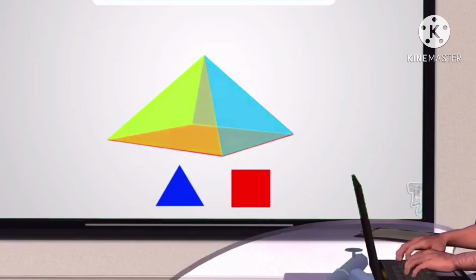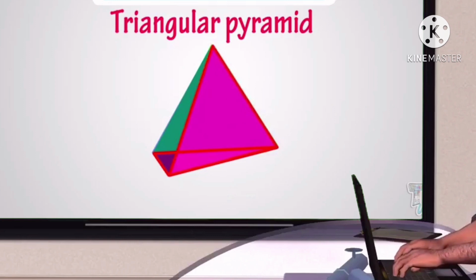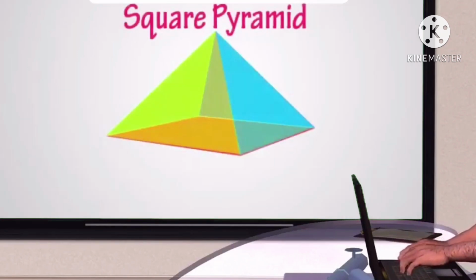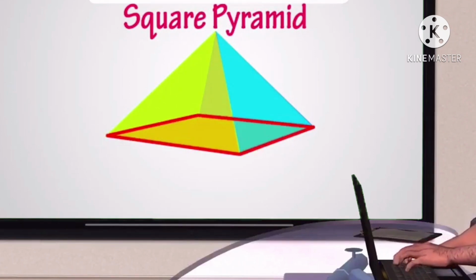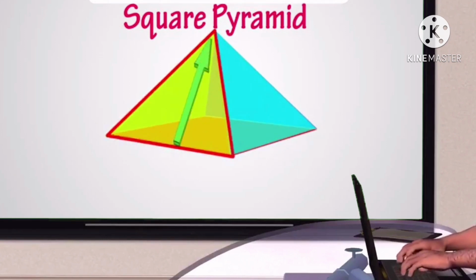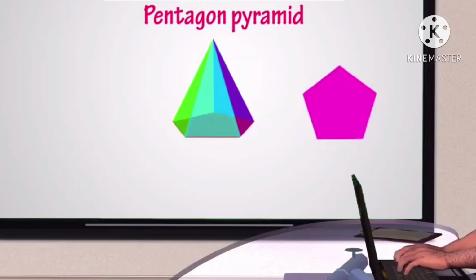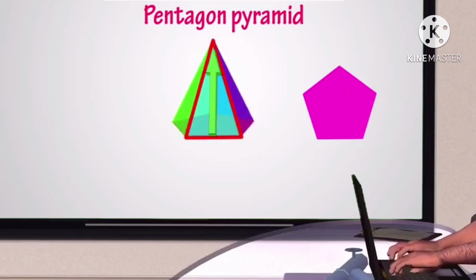Here are examples. This is a triangular pyramid because its base is a triangle and all other faces are triangles that converge to a single point. This is a square pyramid because its base is a square and all other faces are triangles that converge to a single point. Next is a pentagon pyramid because its base is a pentagon and all other faces are triangles that converge to a single point.